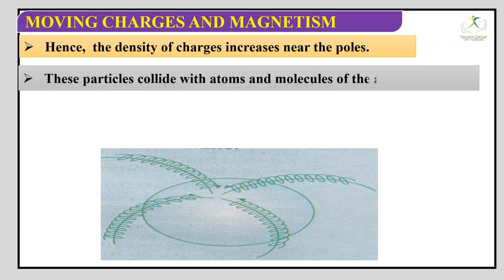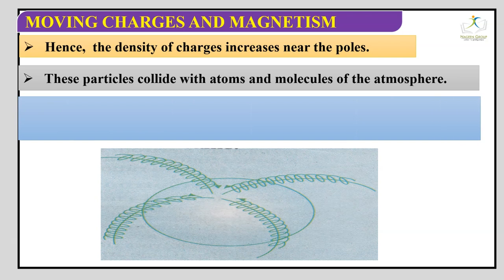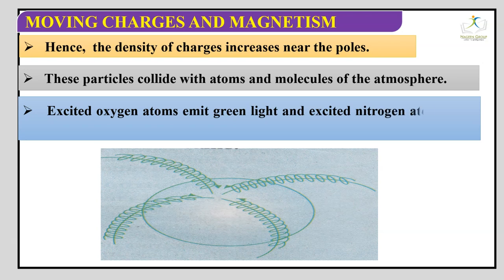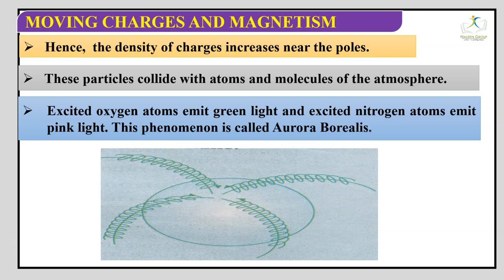These particles collide with atoms and molecules of the atmosphere. So what will happen? Excited oxygen atoms emit green light, and excited nitrogen atoms emit pink light. Because of this, aurora borealis happens. Now, the majority of the colors are these. If the colors are mixed, new colors will be formed. Understood? So that is why aurora borealis happens because of this scenario. I hope this is clear to you.